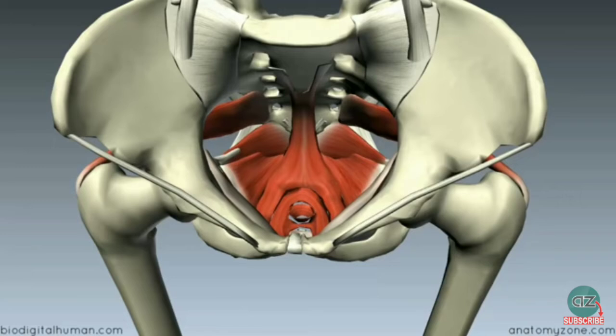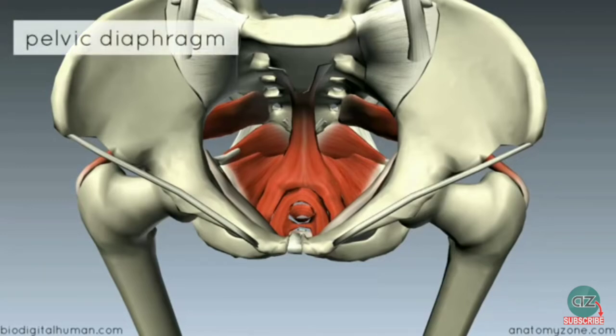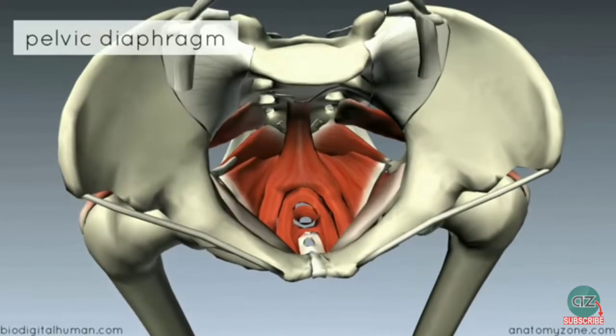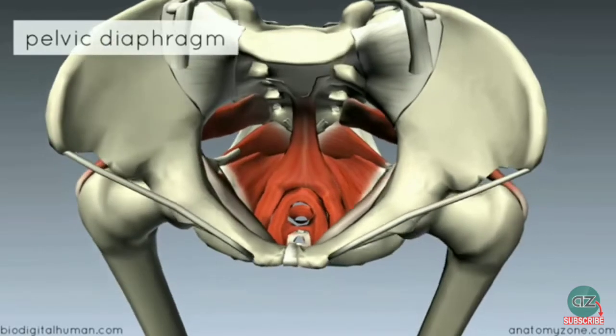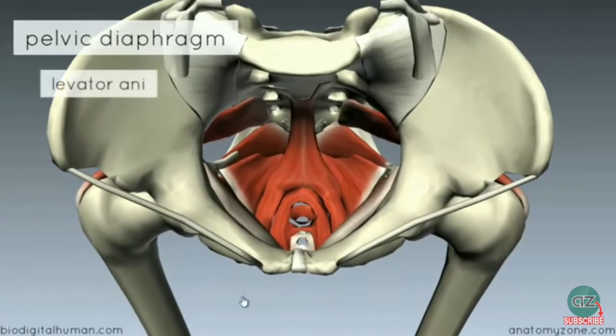So to begin with, I'm going to talk about the pelvic diaphragm. The pelvic diaphragm is this dome-shaped set of structures which we're looking down at, and it consists of the levator ani muscles on either side. You've got this midline raphe, this ligamentous midline where the two halves of the levator ani muscle attach, and you've got the coccygeus muscle, which is this muscle here.